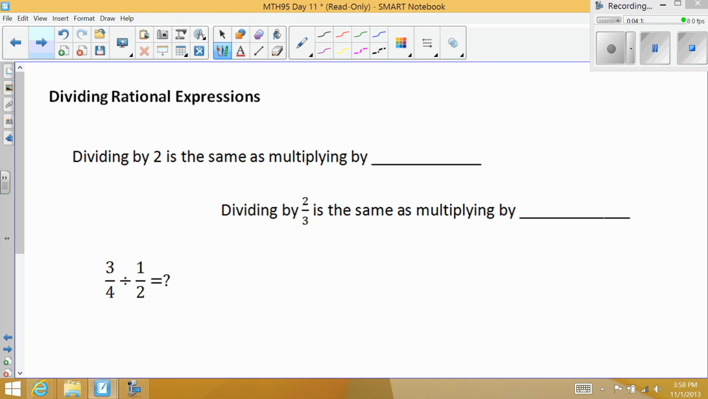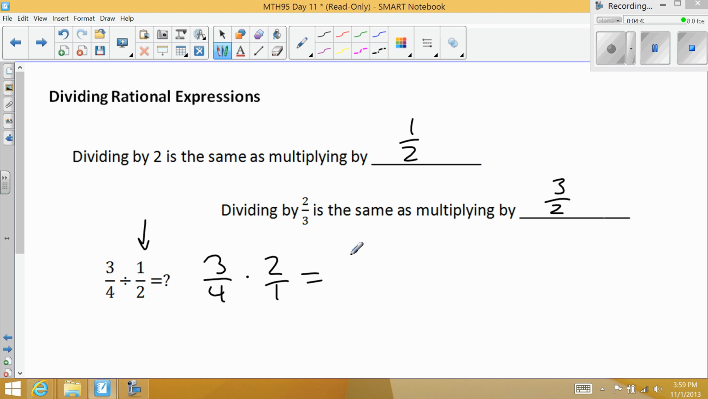Okay, dividing rational expressions. Just a reminder, dividing by 2 is the same thing as multiplying by a half, and dividing by 2/3 is the same thing as multiplying by 3/2. So basically, when we're dividing by a fraction, it's the same thing as multiplying by what we call the reciprocal, flip and multiply. It's always the factor after the division that gets flipped over. We don't change the one before the division.